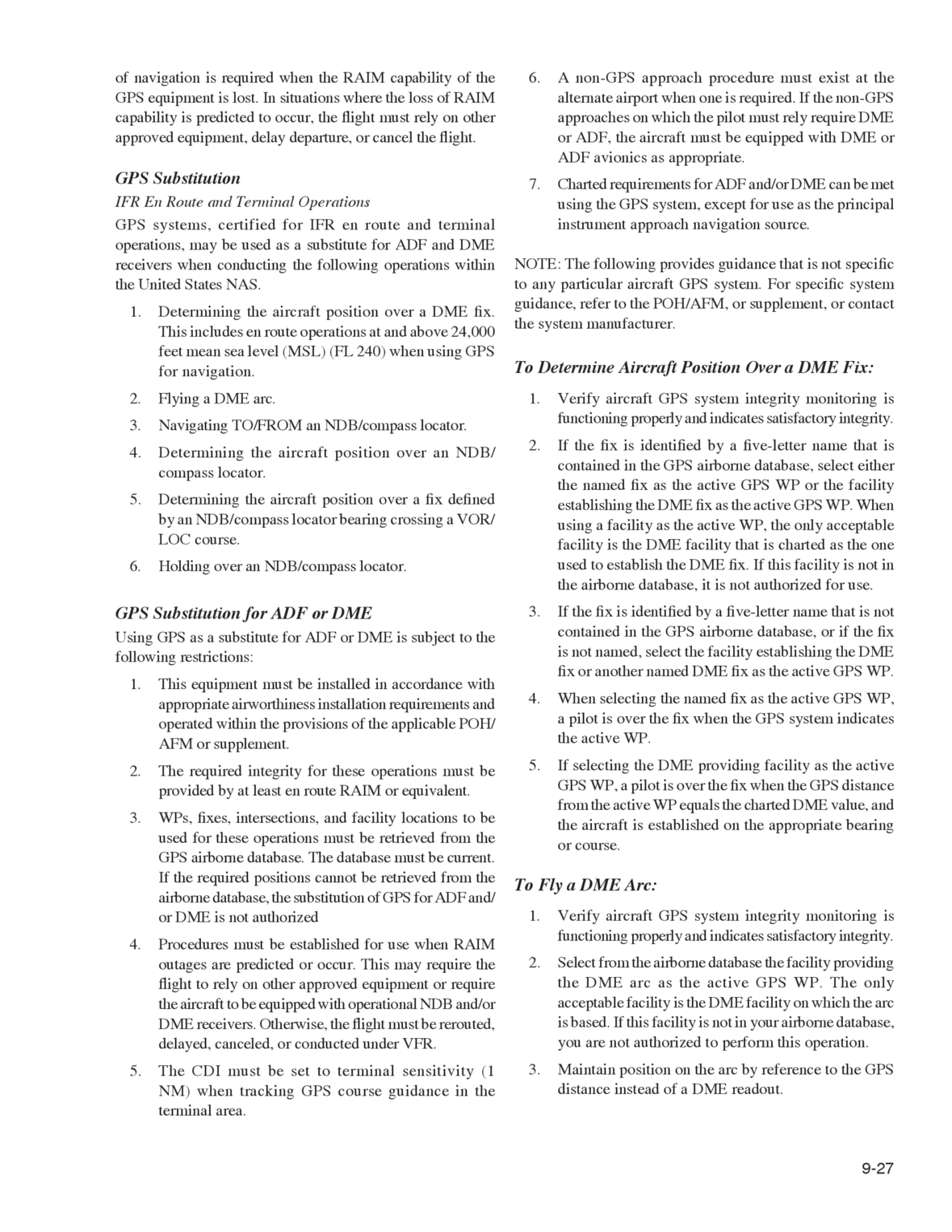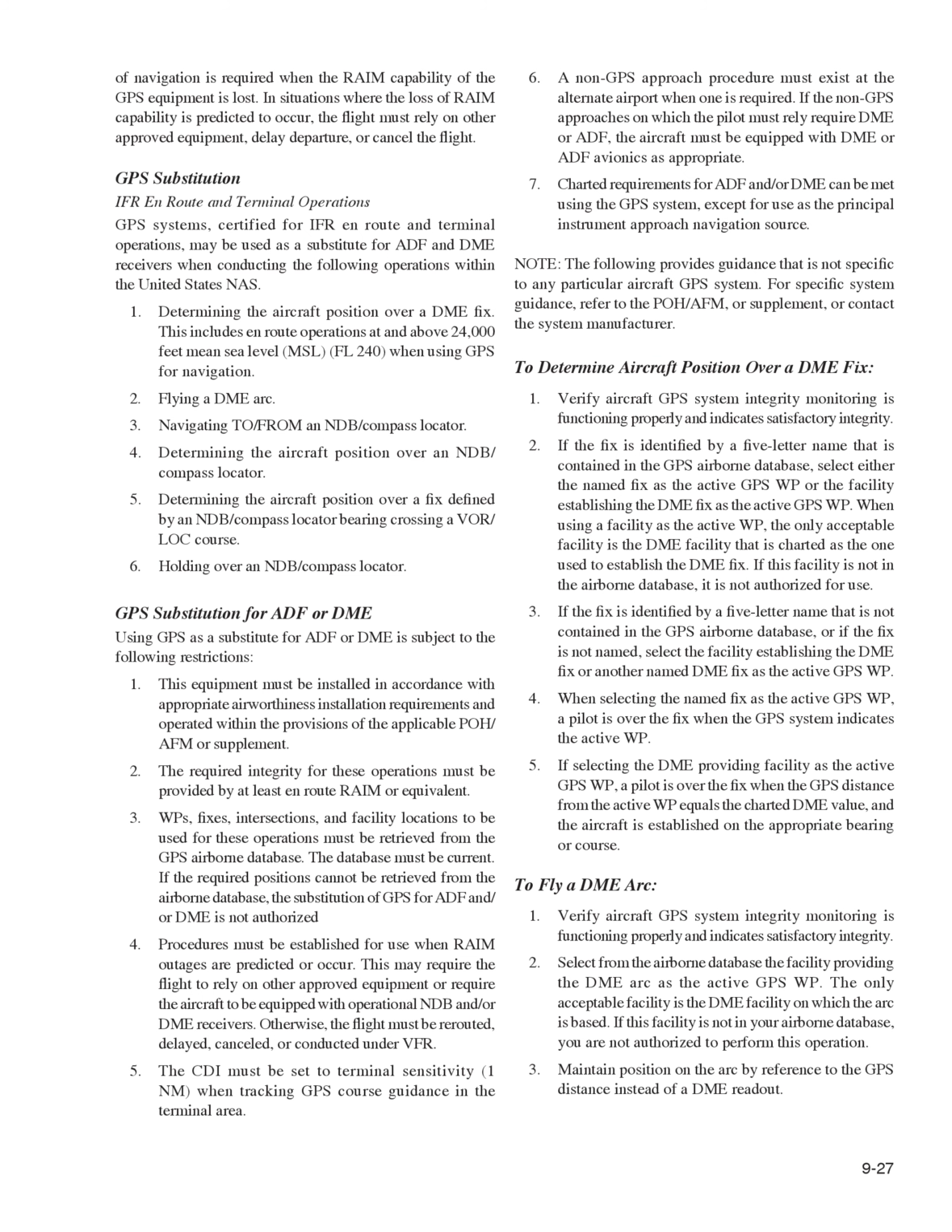To determine aircraft position over a DME fix. 1. Verify aircraft GPS system integrity monitoring is functioning properly and indicates satisfactory integrity. 2. If the fix is identified by a 5-letter name that is contained in the GPS airborne database, select either the named fix as the active GPS WP or the facility establishing the DME fix as the active GPS WP. When using a facility as the active WP, the only acceptable facility is the DME facility that is charted as the one used to establish the DME fix. If this facility is not in the airborne database, it is not authorized for use.